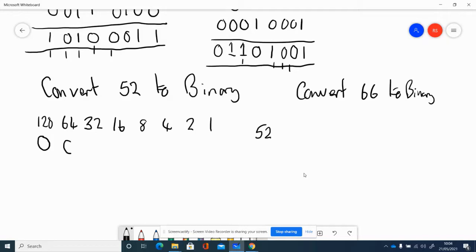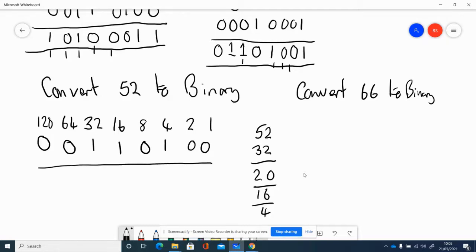Same goes for 64, but there is a 32. So if I do a subtraction, I'm going to end up with 20 left. So there is a 16, and I can take my 16 away. It leaves me 4. Here's my 4. I've got nothing else left. So that's my answer. I've converted 52 into binary.